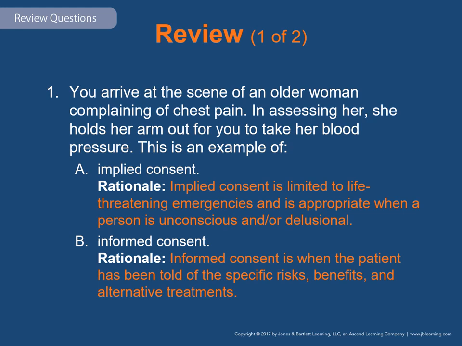Let's review the question. You arrive at the scene of an older woman complaining of chest pain. In assessing her, she holds her arm out for you to take her blood pressure. This is an example of implied consent, which is A, and that is incorrect because implied consent is limited to life-threatening emergencies and is appropriate when a person is either unconscious or delusional, which is not the case here. B, informed consent, is incorrect because informed consent is when the patient has been told of the specific risks, benefits, and alternative treatments.